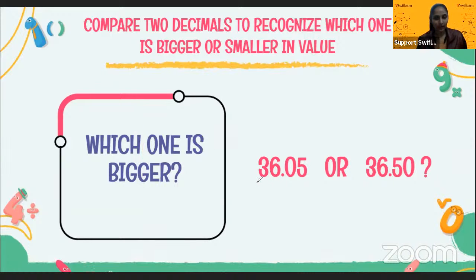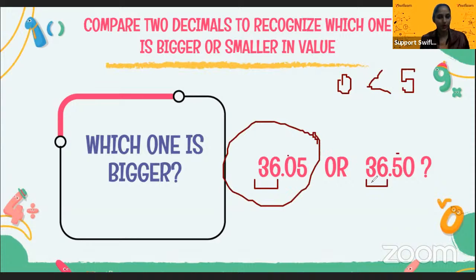If you notice here, we have the integral part the same in both numbers, right? But where is the difference? If you look at the tenths place of each number, here we have 0 and here we have 5, right? Whose tenths place is bigger, that number is going to be bigger. Because 0 is less than 5, this number is going to be smaller and this is going to be the bigger. So I will simply put the less than sign over here.